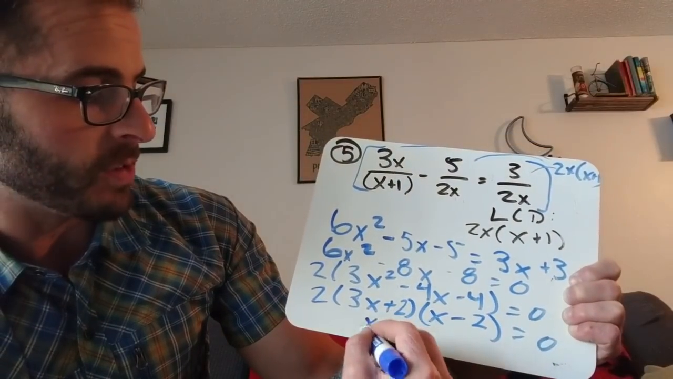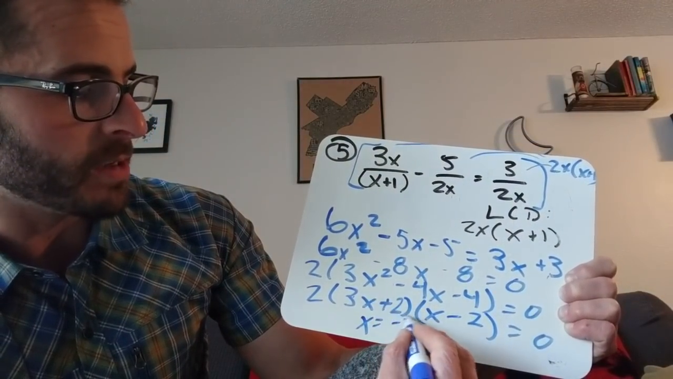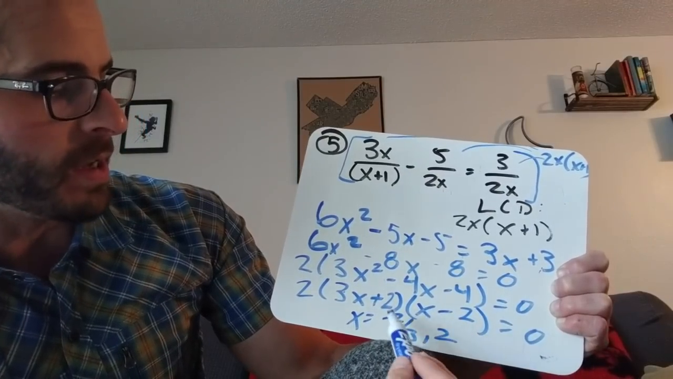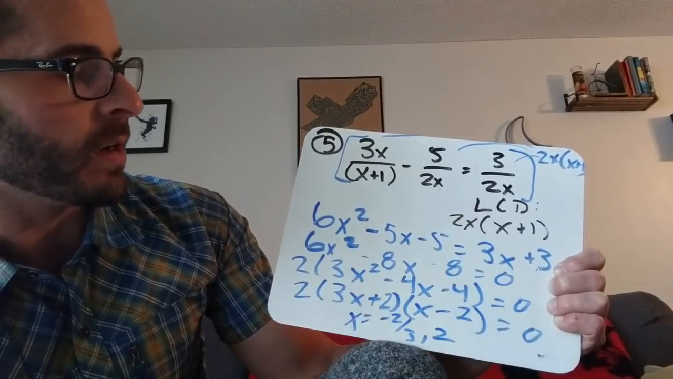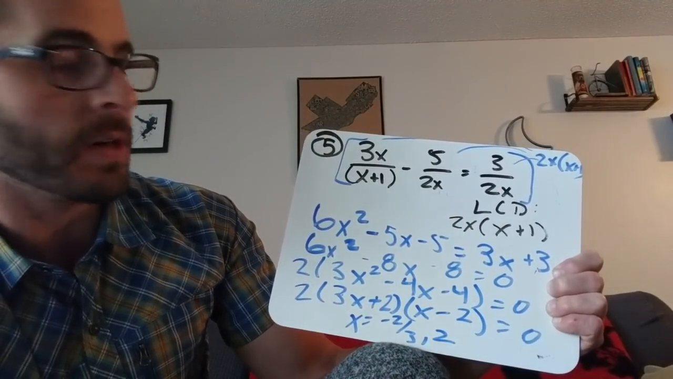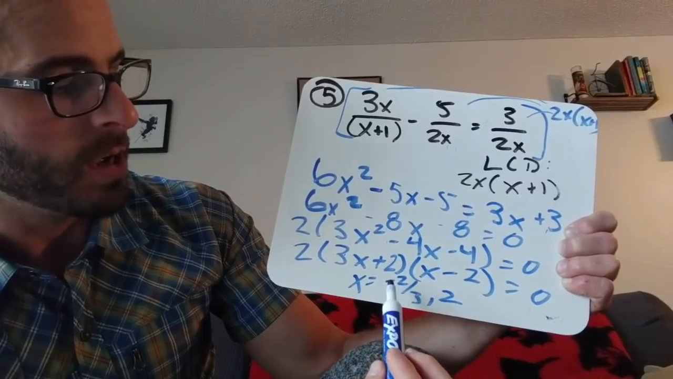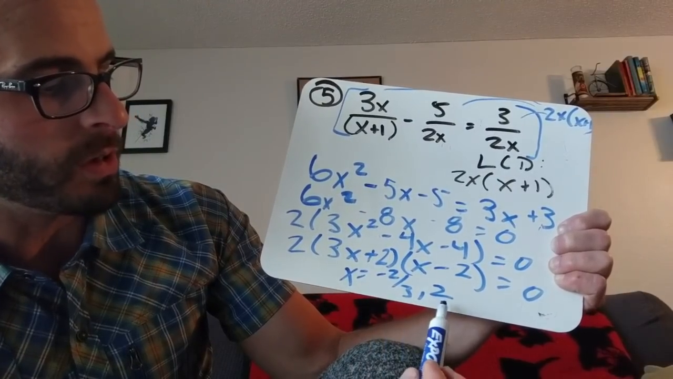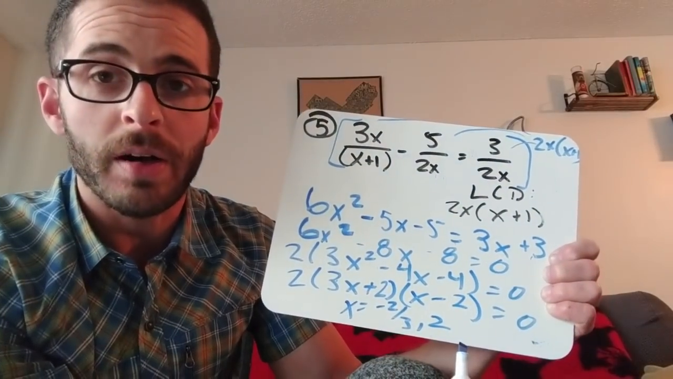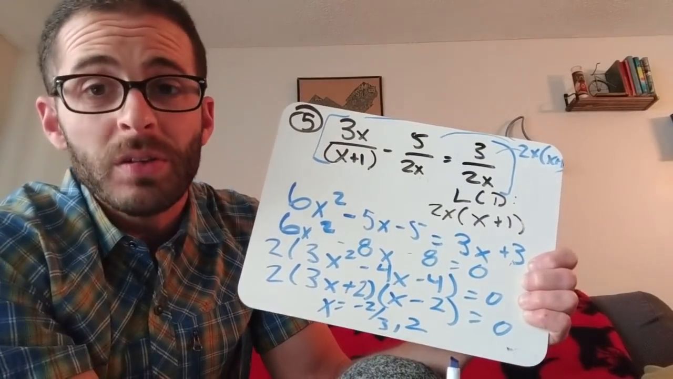And then finally we have to solve. Top, bottom, change the sign. Change the sign. If I plug in negative 2/3 here or here, will I get 0? Nope. If I plug in 2 here or here, will I get 0? Nope. So then my answer is x equals negative 2/3 and 2. That was a lot. You might want to pause and go back. But we're going to do something similar in number 6.